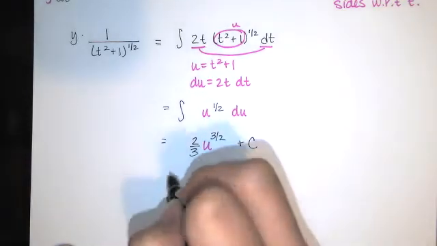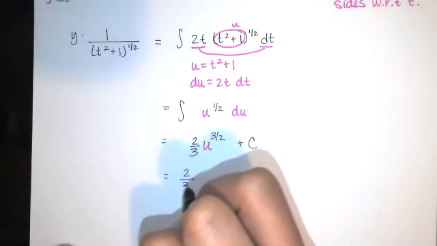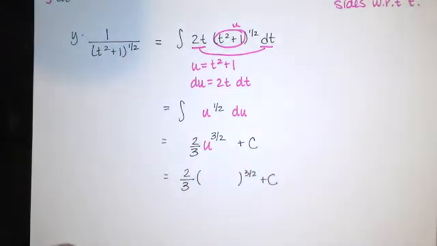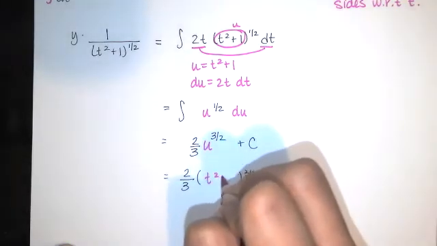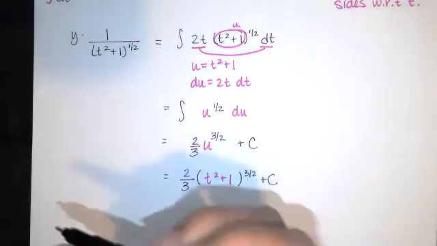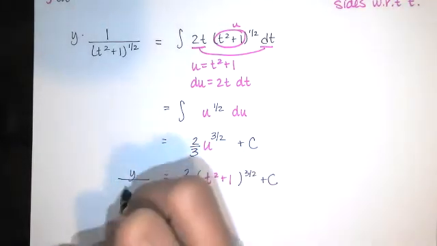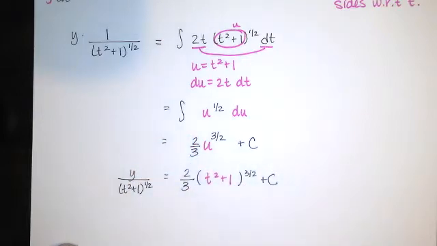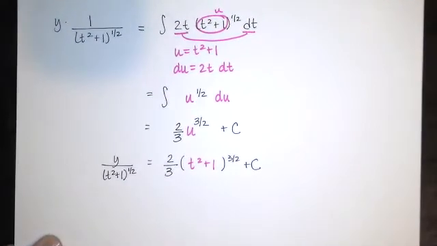And then back substitute. u is just something that we made up so we could take an antiderivative, right? So we plug that function of t back in. And now we're here. We've got y divided by t squared plus 1 to the 1/2 is equal to all of this.